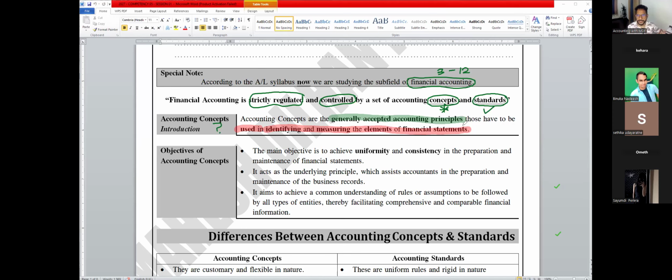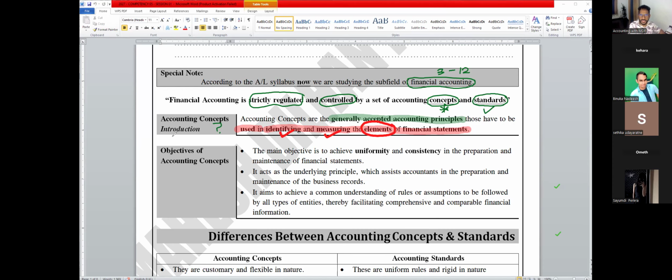You have to understand it. Then what do we mean by the accounting concepts? Accounting concepts, as it says, are generally accepted accounting principles. General principles, those have to be used. They have to be used to do what? To identify and measure what? Elements of financial statements. What are the elements of financial statements?